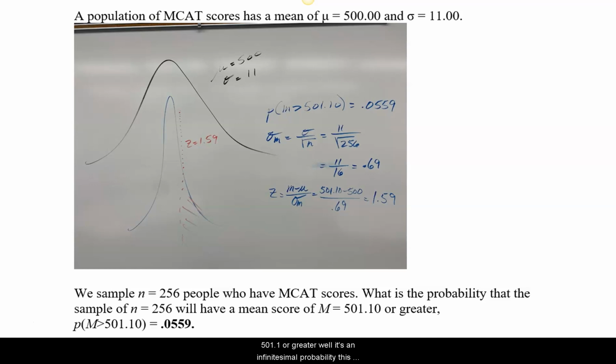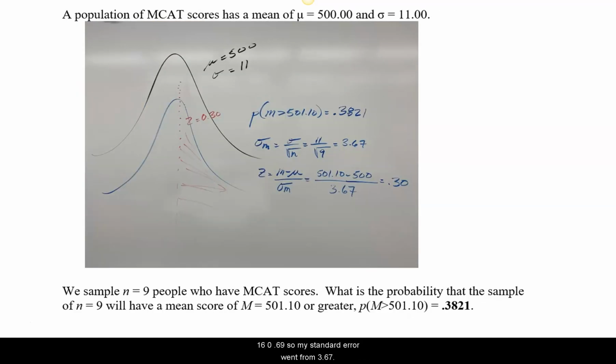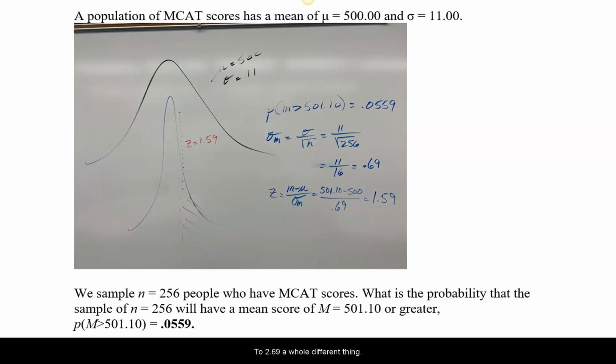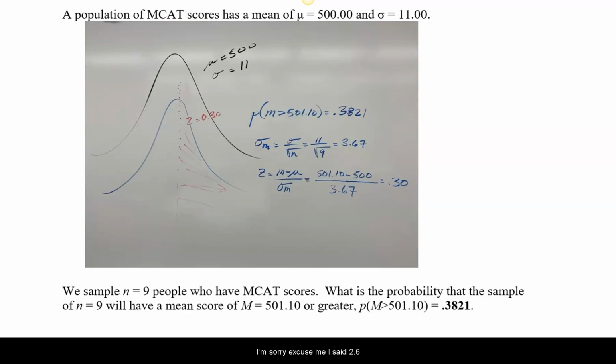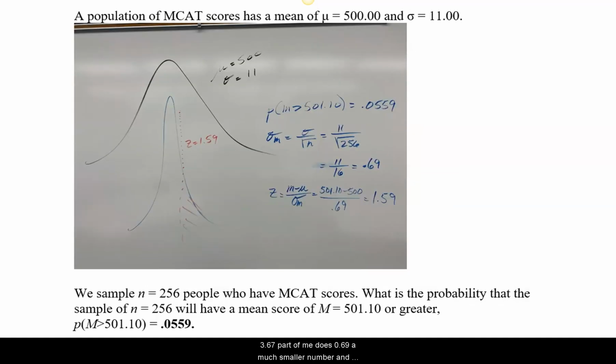It's much smaller. We went down from 0.38 to 0.06 roughly. How did I do that? Well, follow me on this. The first thing I must do is calculate my standard error, 11 over the square root of 256, which of course is 11 over 16, 0.69. So my standard error went from 3.67 to 0.69, a much smaller number.